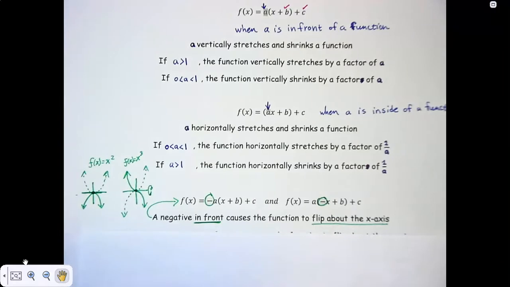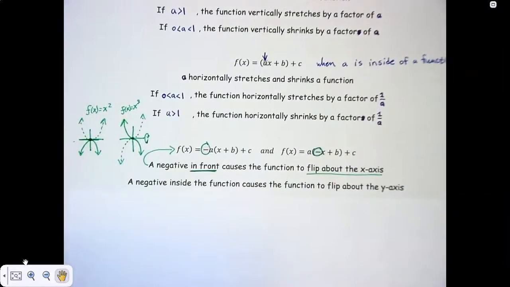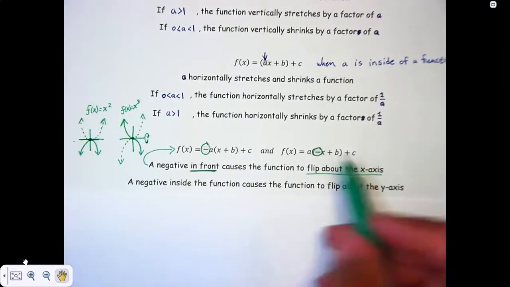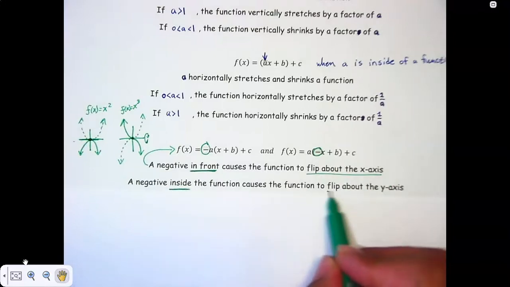Guys, it can be confusing a little bit for this part, the flipping part and graphing it. But guys, I promise you, I'm going to take care of you on this. I got you. All right, the other one is that the negative's on the inside of the function. It's going to flip about the y-axis.